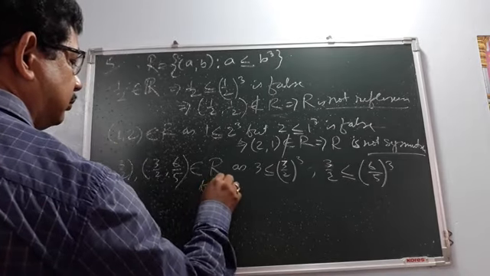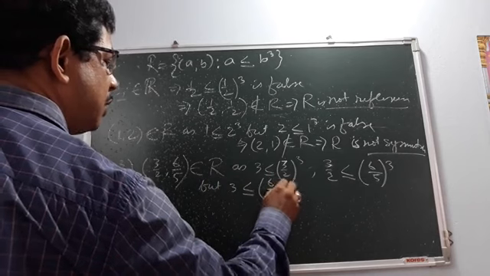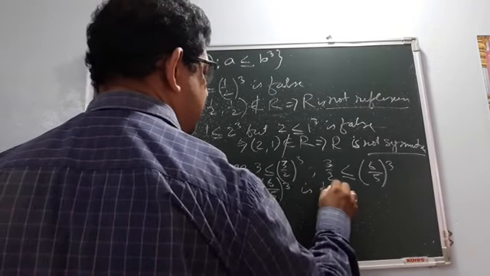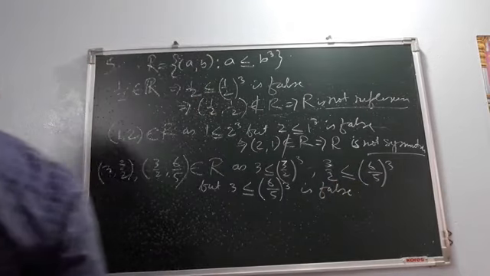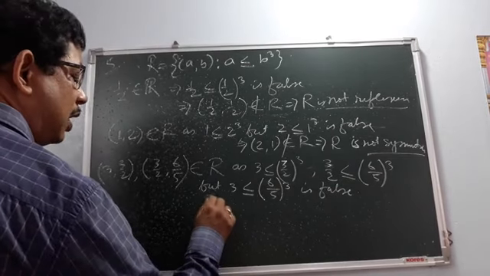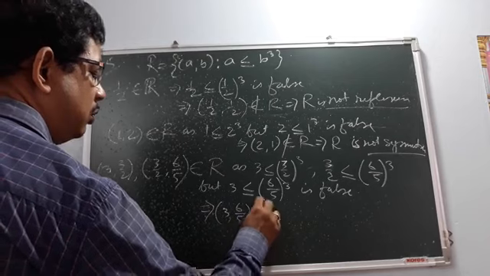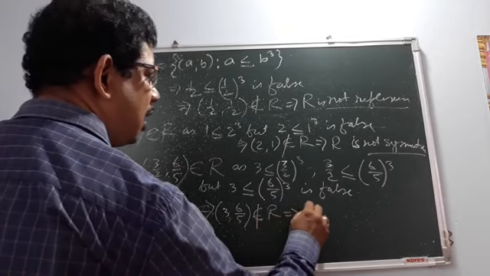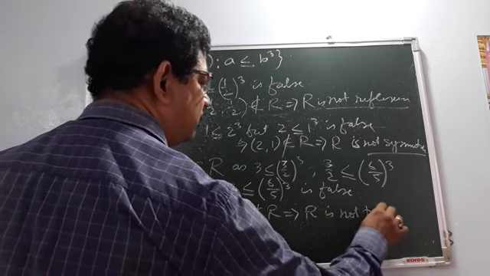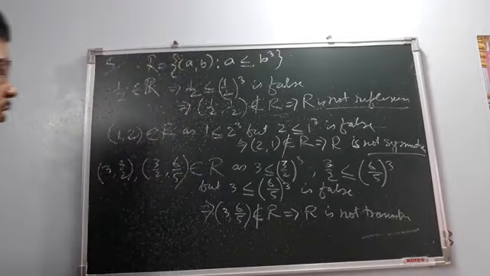But 3 less than or equal to (6/5) whole cube is false. This is not true. So implies (3, 6/5) does not belong to R. Implies R is not transitive. So this is the thing.